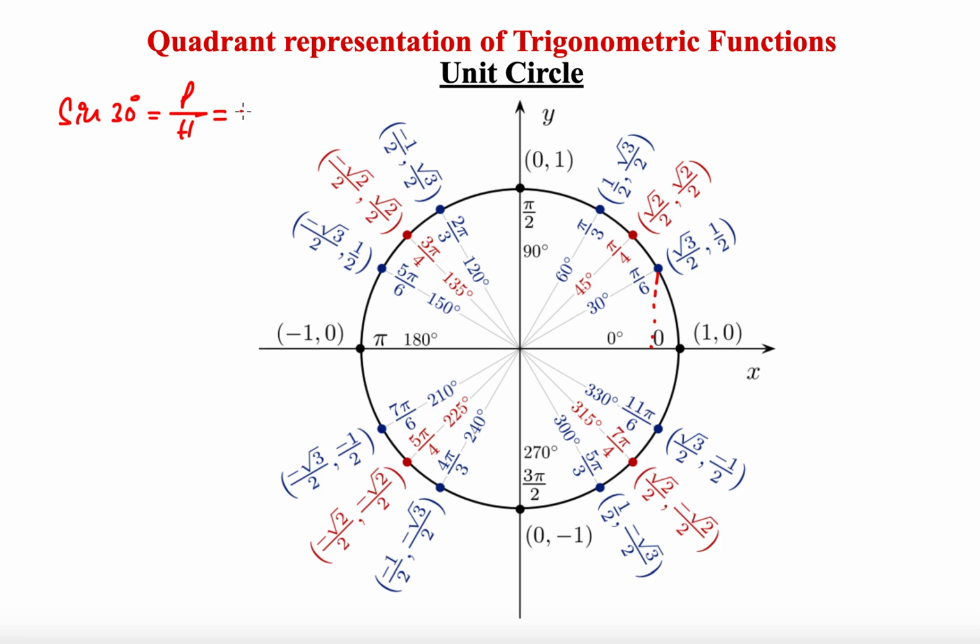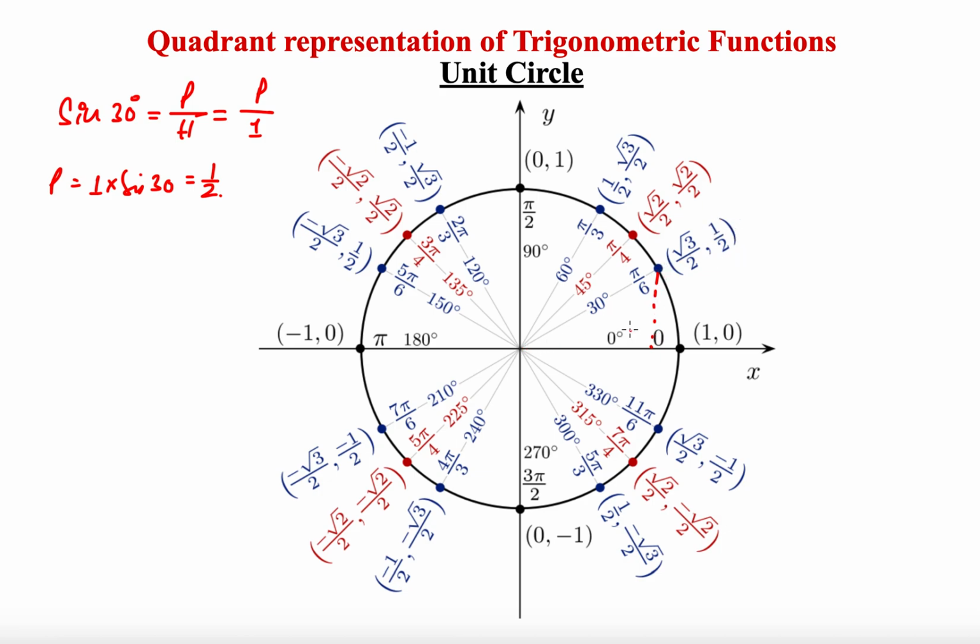So if the hypotenuse is equal to 1, which is the radius, then the perpendicular will be equal to 1 multiplied by sine of 30 degrees. Sine 30 degrees, from the previous table, we can see is equal to 1 by 2. So the perpendicular becomes 1 by 2. That means the y coordinate of this particular point is 1 by 2.